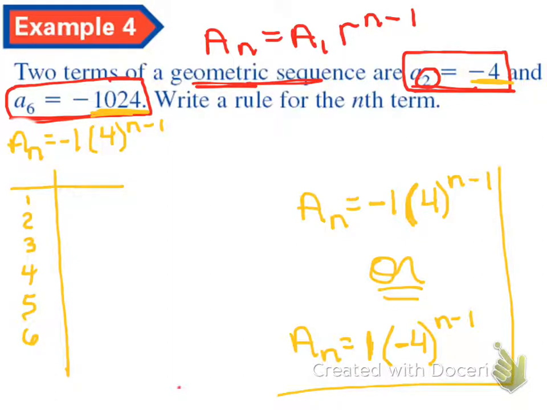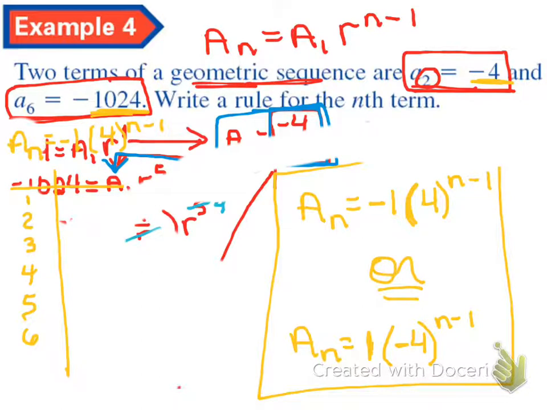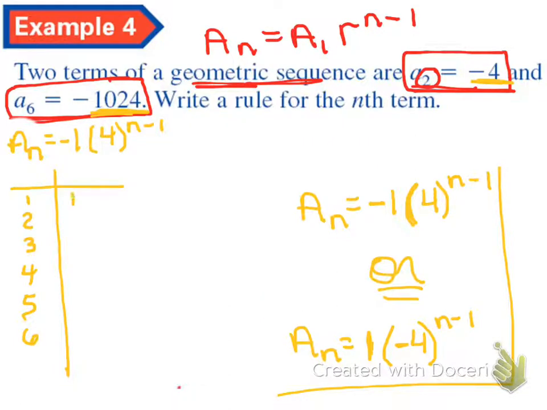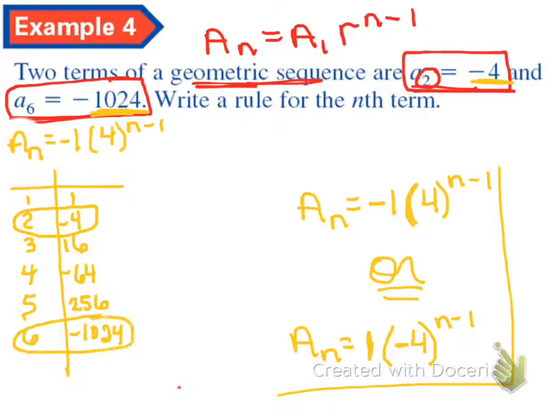When you punch this into your calculators, using the table value, the first term would be a negative 1. The second term would be a negative 4. The third term would be positive 16. The fourth term would be a negative 64. The fifth term would be a positive 256. And the sixth term we would get a negative 1024. So we see with this rule that it worked, that we did get for the second term a negative 4, and for the sixth term a negative 1024.